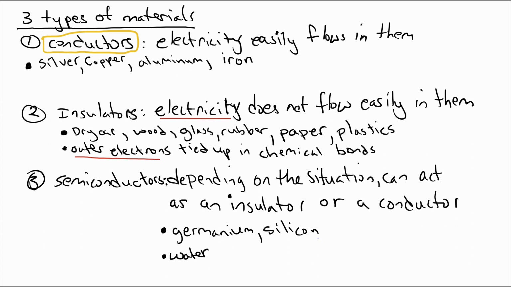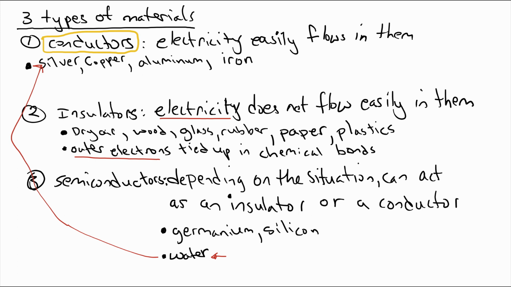Some typical examples that you would see are germanium and silicon, and I even put water here, because if you have super pure water, it would actually be non-conductive, but that's almost never the case. Water almost always has something dissolved in it, so in reality, water is almost always a conductor because it has stuff dissolved in it, ions in it, which facilitates the transfer of electricity.